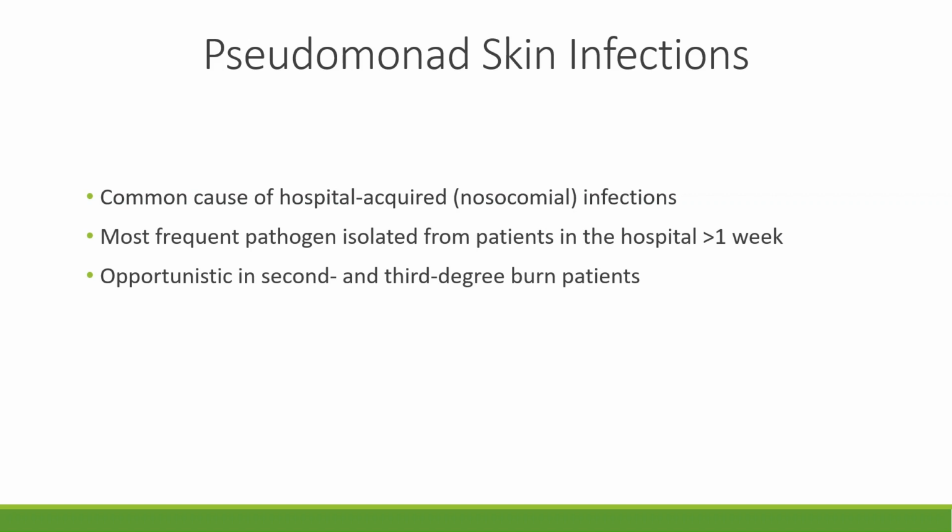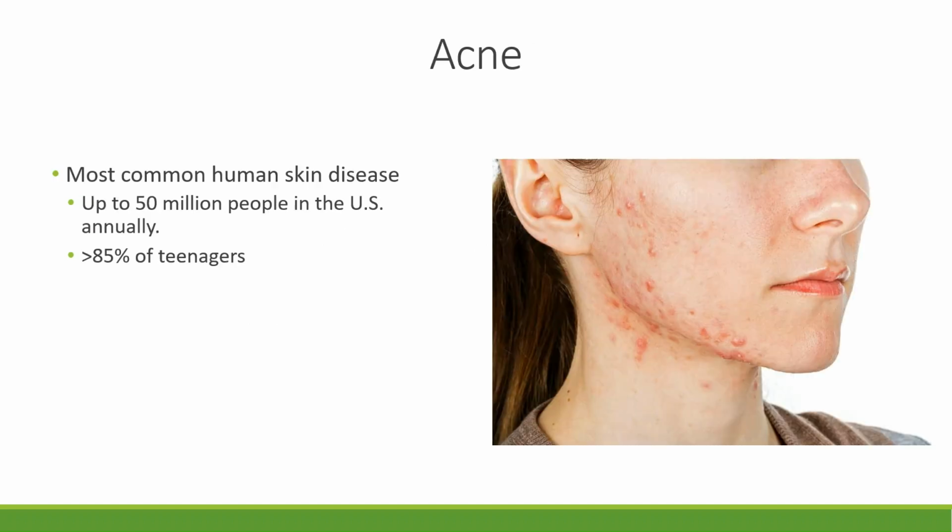Commonly, these nosocomial infections from pseudomonads occur in second or third degree burn patients. And again, they are capable of forming biofilms, and so they often will coat the surfaces of medical devices such as catheters, and they are hard to flush away. And so that can be a reason why they're so common for nosocomial infections.